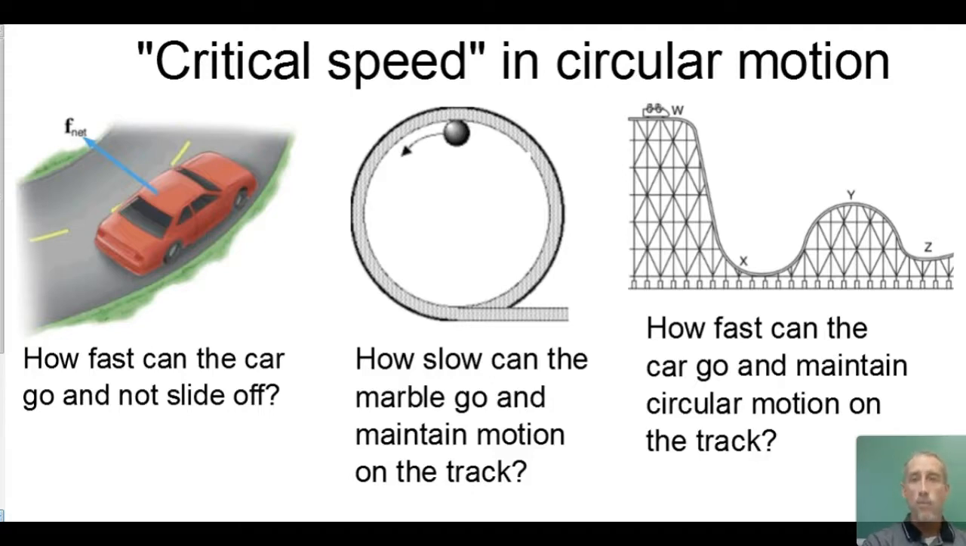The second one is for a marble to maintain its circular motion on the track. If we go too slow, the marble will just kind of fall off the track and become a little projectile. So there we're looking for not how fast, but how slow. And then the third example there is how fast can that roller coaster car go and not lose contact up at the position at the top of the track that we call Y, because if that goes too fast, obviously it's going to become a projectile in a similar way. So I'll start with the car turning in a circle, and then we'll look at the marble.